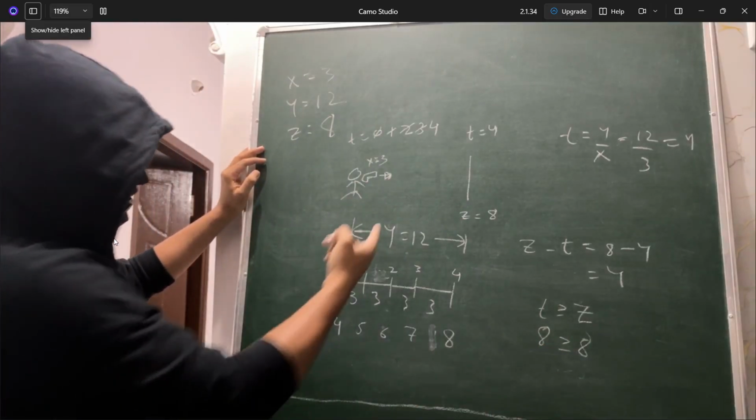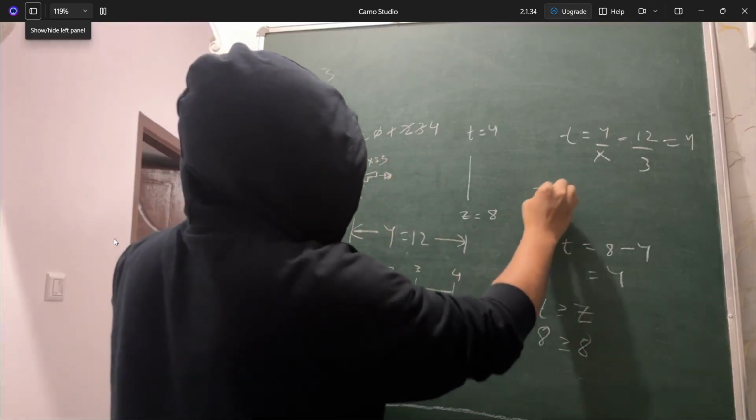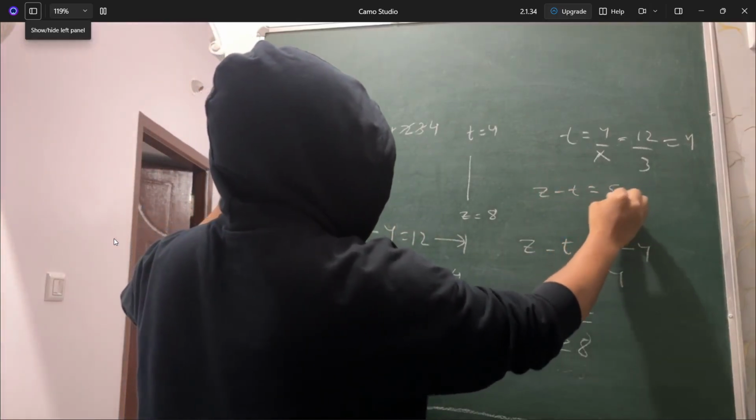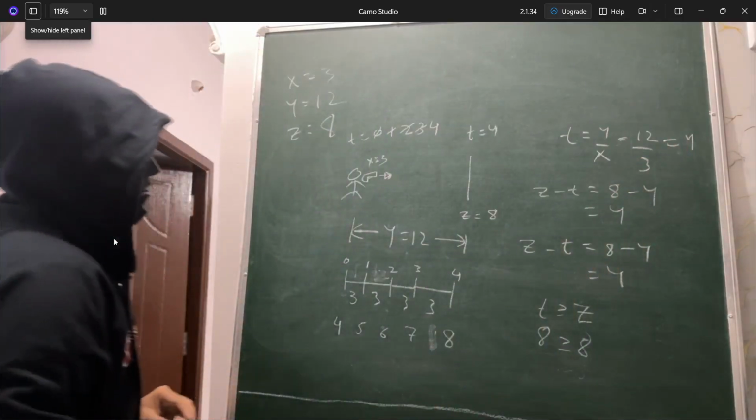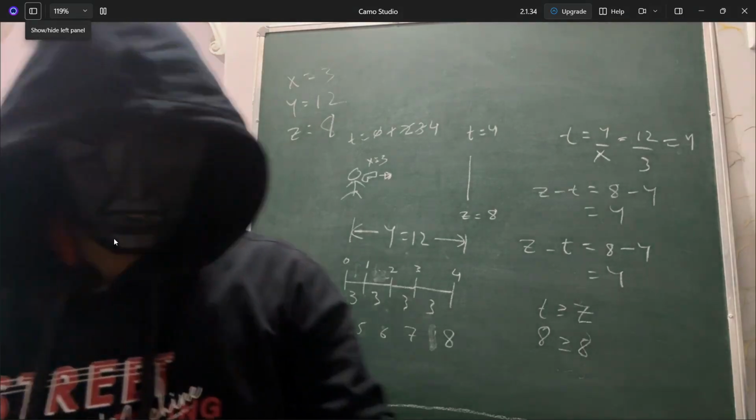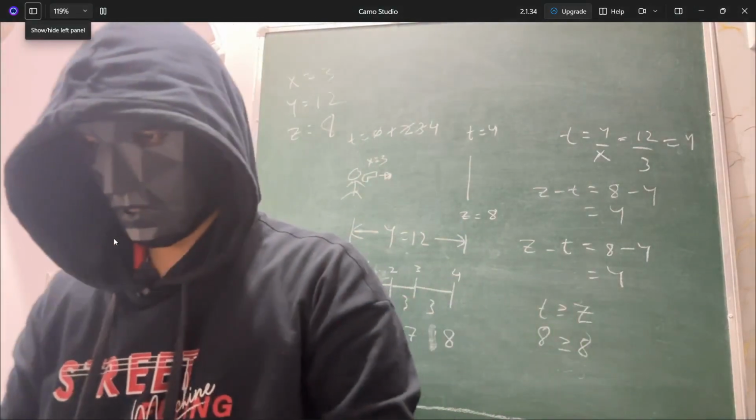So how do you calculate this time? Using the formula z minus t. What is z? 8. What is t? 4. t is 4. So you will have to wait 4 seconds. So yeah, in this way you could solve this problem.